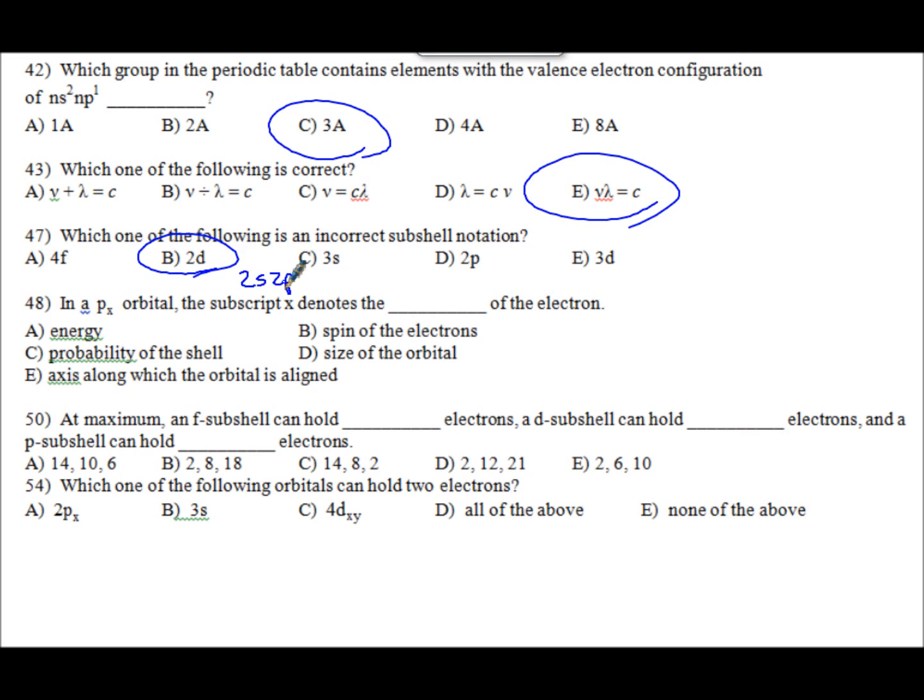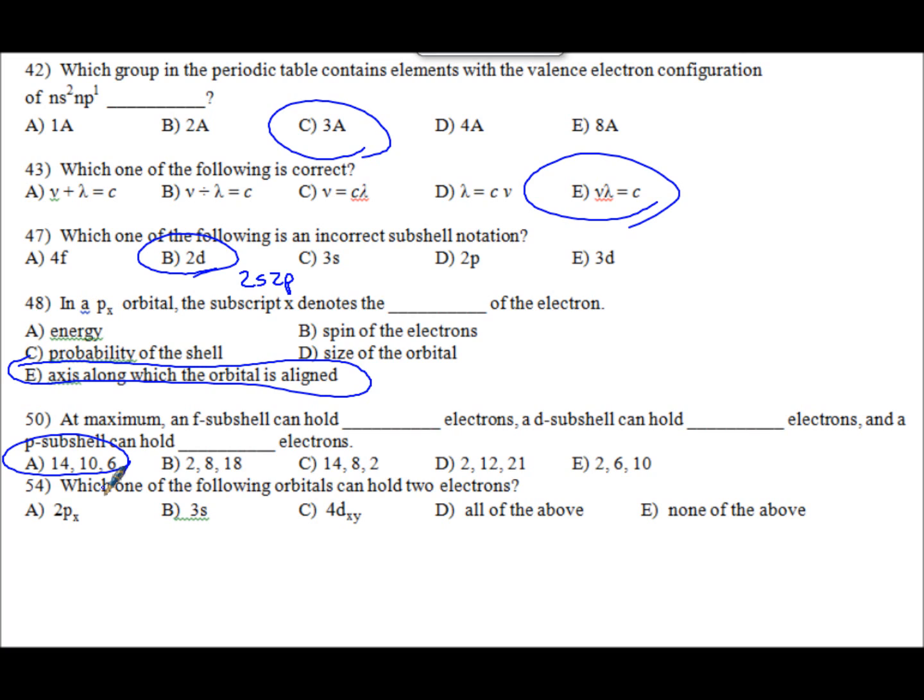48, in the p sub x orbital, that x represents the axis on which the orbital is. So it's on the x axis. So there's also a p sub y and a p sub z. And when you get to the d orbitals, they also can have a d sub xy, meaning it's on the xy plane, etc. But we don't worry about those too much. Number 50, a maximum. This one is, 50 is A. F's can hold 14, d's can hold 10, p's can hold 6.